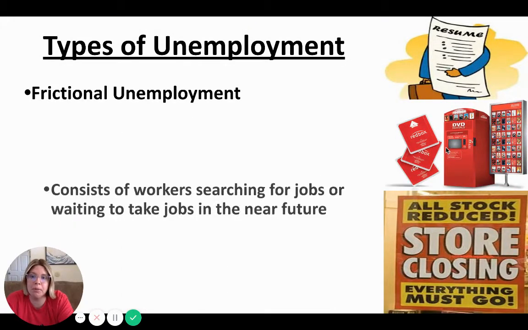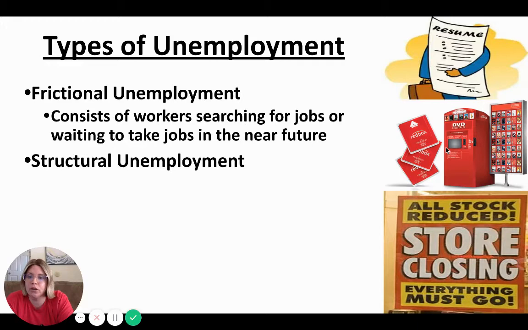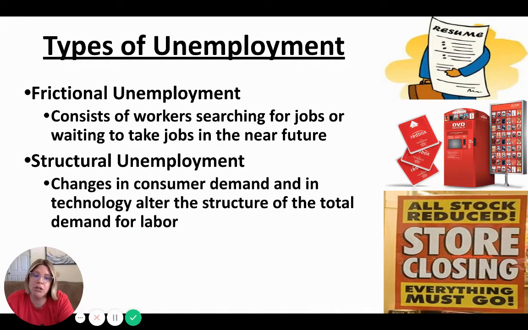So again, types of unemployment: the frictional, basically workers searching for new jobs. If you graduate school and you're looking for a new job, you're frictionally unemployed. Structural means you need to learn some new skills.